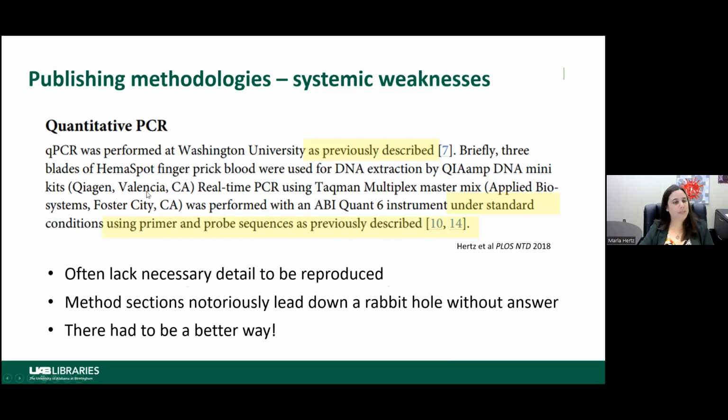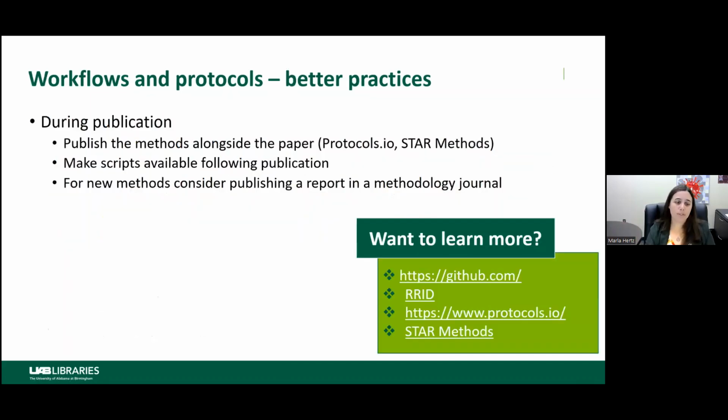This is from one of my papers, so I've done this too. But qPCR is such a common run-of-the-mill technique nowadays that we really don't explain it very well in the paper. We say it was done as previously described, and this really lacks the necessary detail to be reproduced. And then typically you end up clicking on these links and it just leads down to a reference rabbit hole without any answers. So, when publishing, you want to consider publishing the methods alongside the paper.